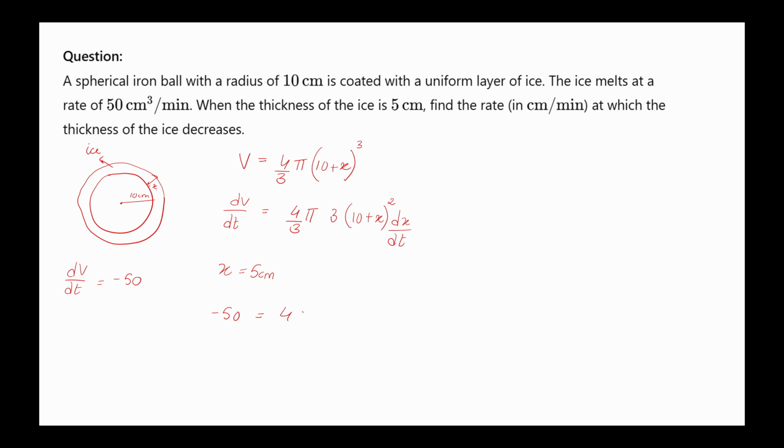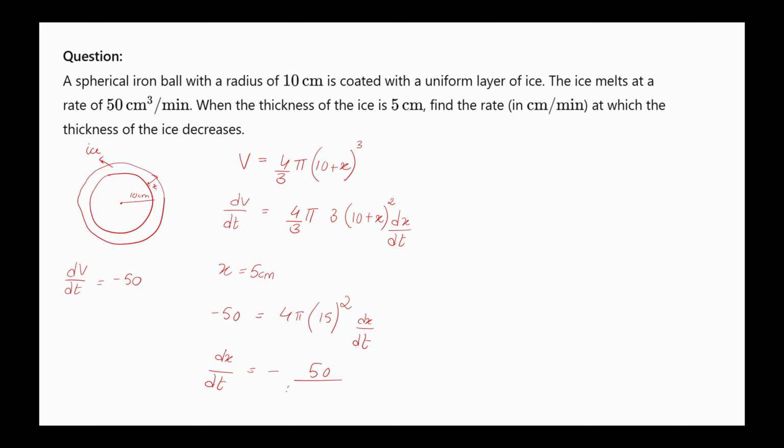This would become 4 pi, 10 plus 5 would become 15 square dx by dt. Now what would be the value of dx by dt from here? Again dx by dt is going to come out to be negative, because the rate at which the thickness is decreasing, that means our rate is also going to come out to be negative.